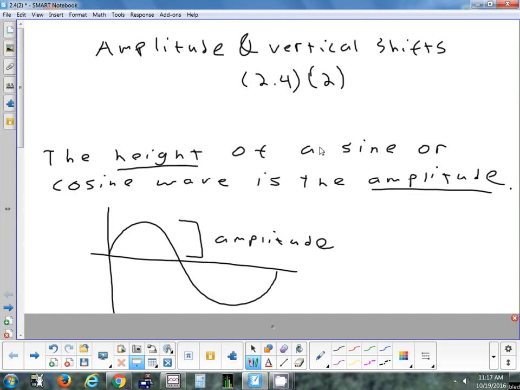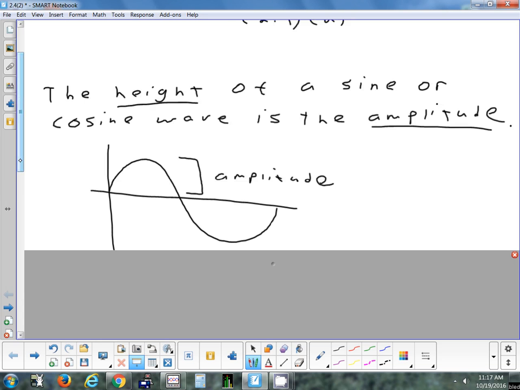Now, yesterday, every problem we did had the same amplitude. What was the amplitude of all the problems in the homework? 1. Okay, the highest it went was 1. Today we're going to change that. So the amplitude is a height. Since it's a height, what kind of number does that mean it has to be? It has to be positive. So if I ever ask you for the amplitude of a function or of an equation, your answer should always be a positive number.